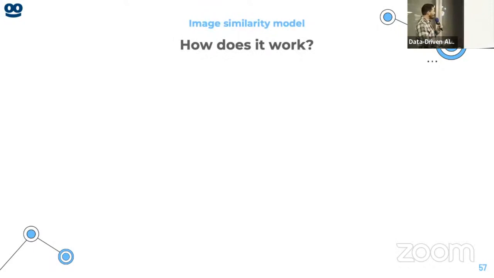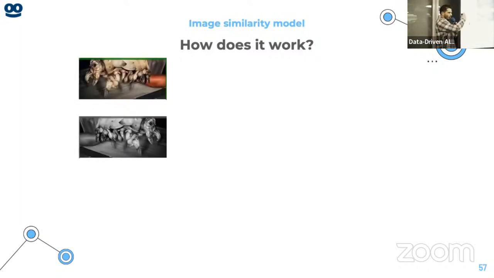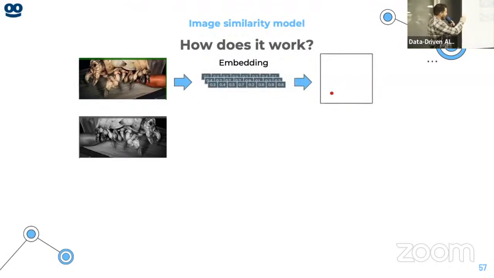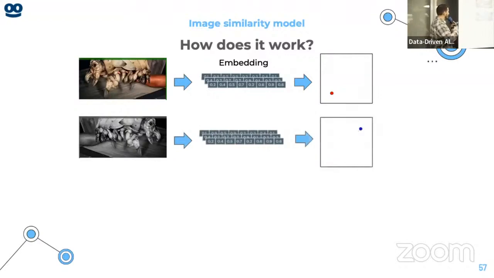All right, next on, let's look under the hood. How does this image similarity model work? Let's take the two images. We need to find a way to compare them. Right now it's pixel to pixel, but that's a bit hard to do. So we're going to use embedding to turn each image into a number that we can represent on a graph. We do the same for both of the images. And now each image has a numeric representation of itself. What we can do next is simply calculate the Euclidean distance between the two images.